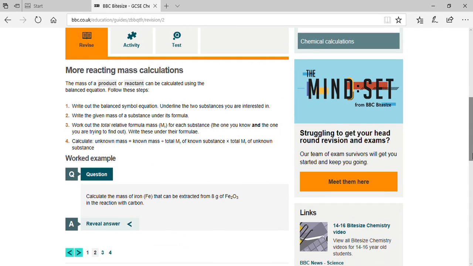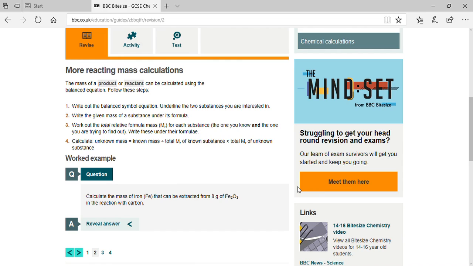The third topic which I explained to you was reacting mass calculation. The mass of product or reactant can be calculated by using the balanced equation. Suppose any equation is given to you and you want to find the unknown mass, with the relative formula mass given. First of all, I explained to you what relative formula mass is. The relative formula mass of any substance is defined as the ratio of the mass of the substance to 1 by 12 of the mass of carbon-12, okay? That is our relative formula mass.